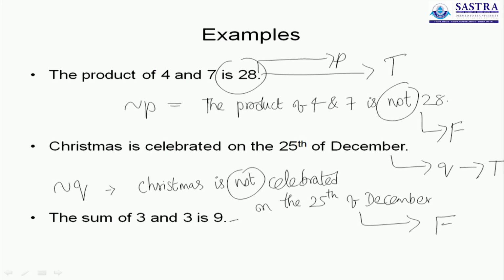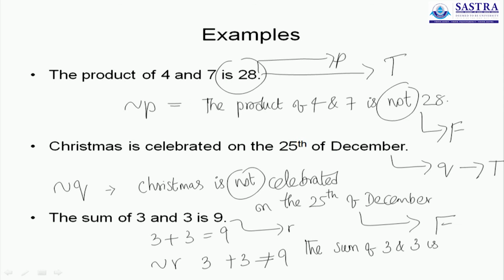The last one, let's call this R. The sum of 3 and 3 is 9. So we claim that 3 plus 3 is 9. Now whether it is right or not is a different matter. Its negated version should read: 3 plus 3 is not equal to 9. It is just that it is not 9, or I should say the sum of 3 and 3 is not 9. That's what happens when you talk about negated R.